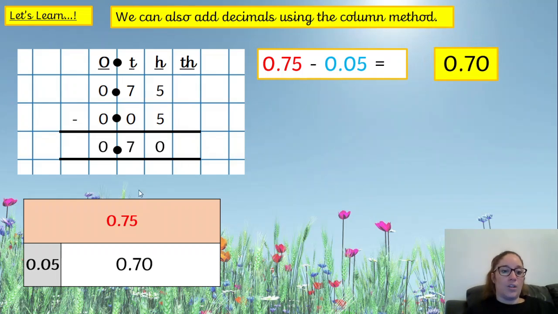0.70. And notice that the 0.70 box is a lot bigger than the 0.05 because it's a bigger part of 0.75.